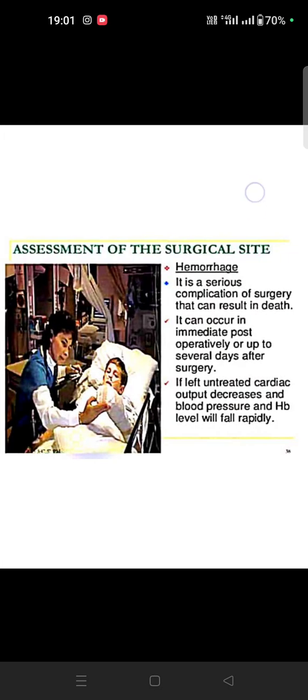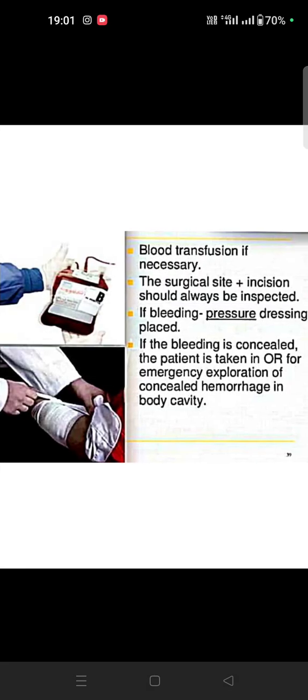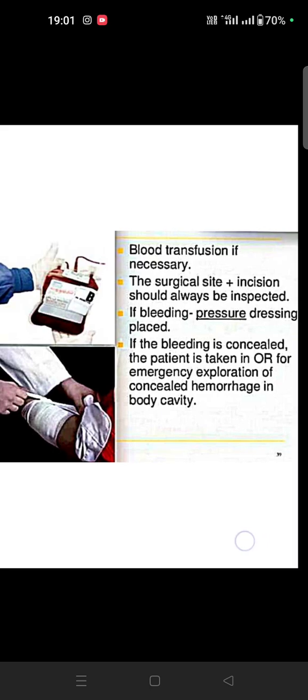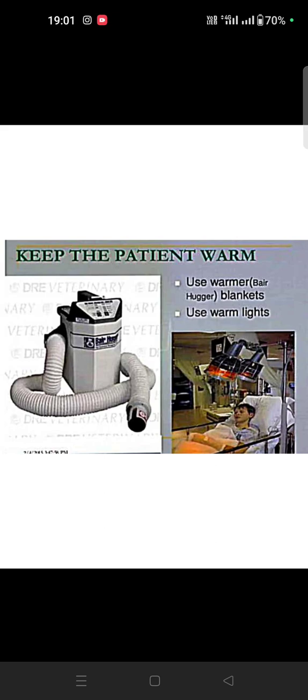Assess the patient's surgical type, as any hemorrhage and serious complication can happen. Immediately post-operative, and for several days after surgery, untreated low cardiac output can decrease the blood pressure. Then give a blood transfusion if necessary. The surgical incision should be inspected. Apply pressure to the bleeding dressing site. Then consult the doctor if hemorrhage or bleeding happens.